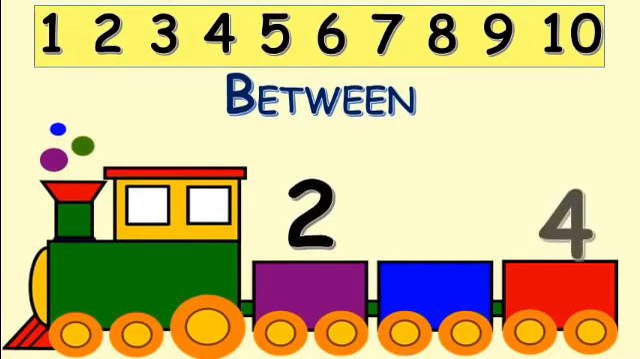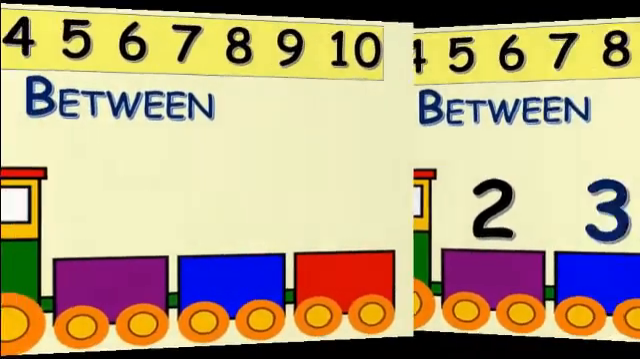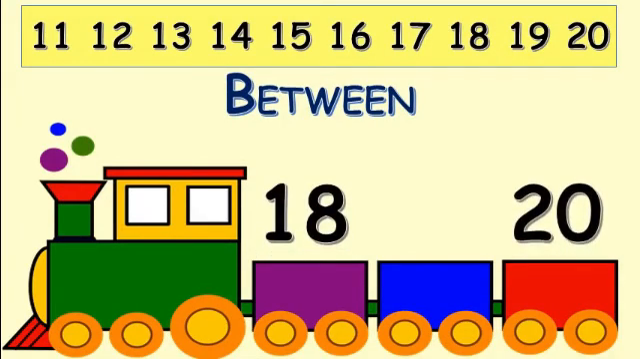Here we have two numbers, 2 and 4, and you have to find which number comes in between 2 and 4. Yes, it's number 3 that is between 2 and 4. Here we have two numbers, 18 and 20. Now you have to find which number comes in between 18 and 20. Yes, it's number 19 that comes between 18 and 20.